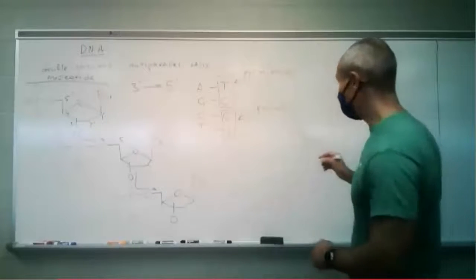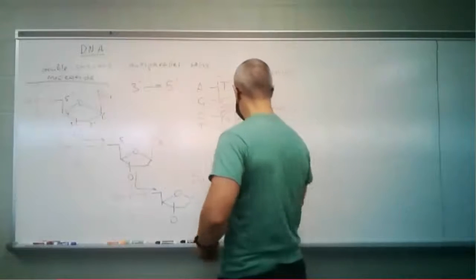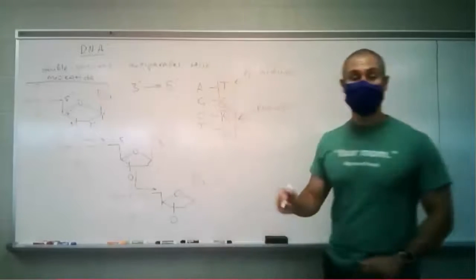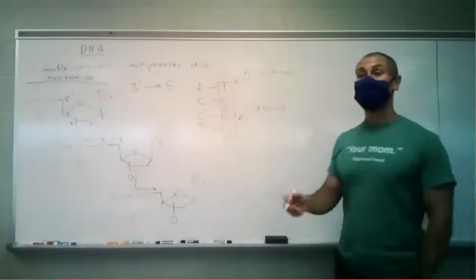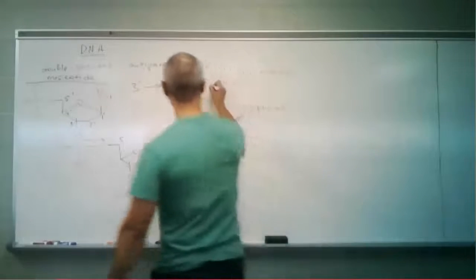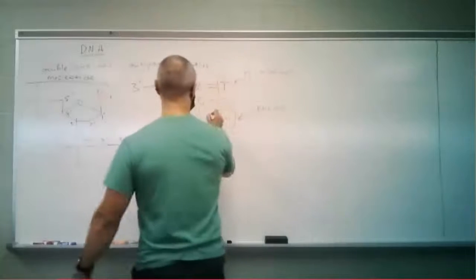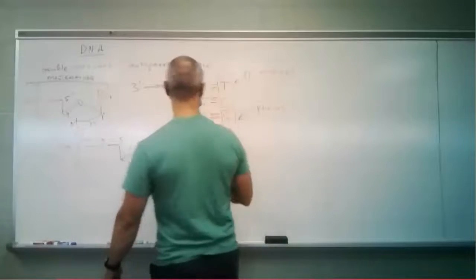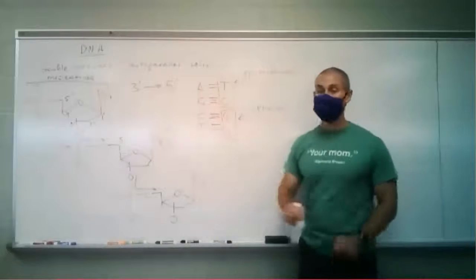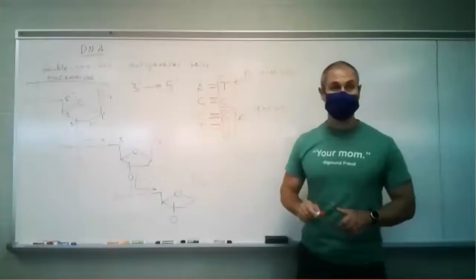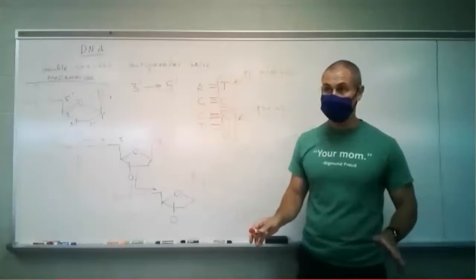So the basis for pairs, and if we want to, so 2 questions. First, what holds the pairs together? Hydrogen bonds. There are 2 hydrogen bonds between A and T, and there are 3 hydrogen bonds between G and C. So GC is always stronger. Does that make sense to you?